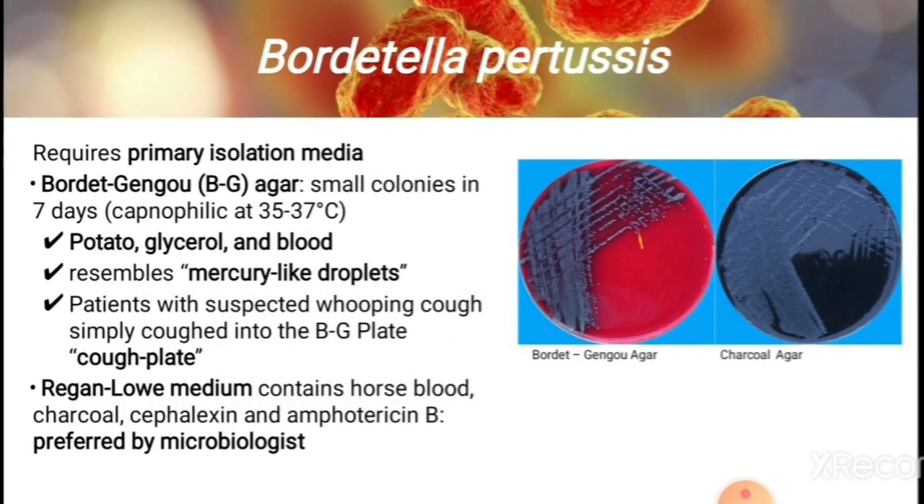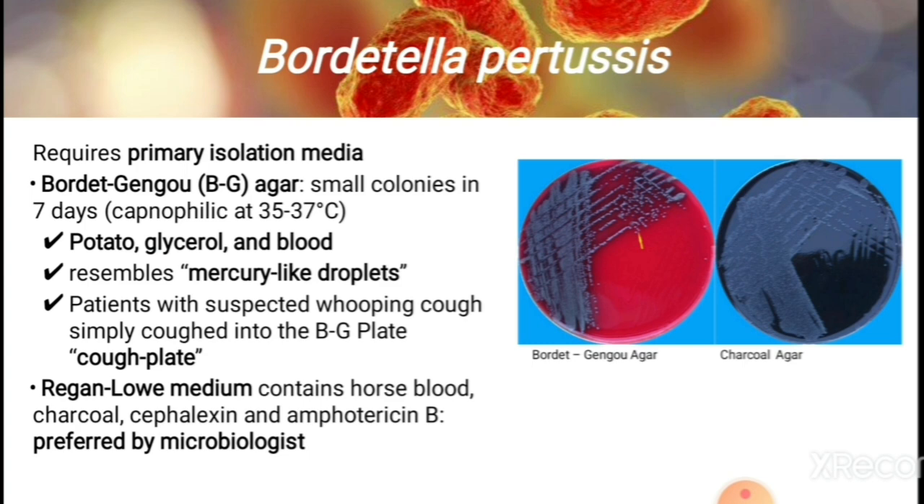Now let's proceed to the isolation of our Bordetella pertussis. They require isolation media, and the agar that you can use is our Bordet-Gengou agar or the BG agar. What you can observe are small colonies in 7 days. They are capnophilic and should be incubated at a temperature of 35 to 37 degrees Celsius. The BG agar contains potato, glycerol, and blood, and colonies resemble mercury-like droplets as you can see in the picture. Patients with suspected whooping cough simply cough onto our BG plate, the so-called cough plate.